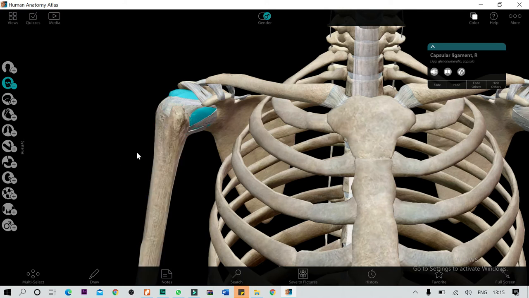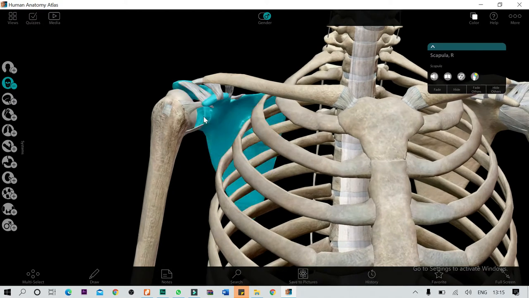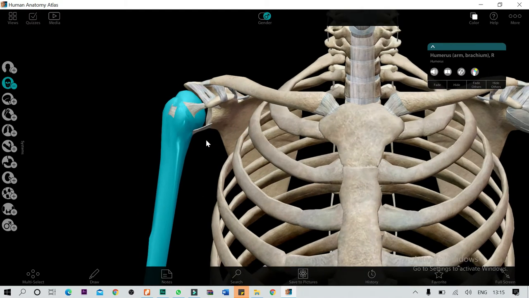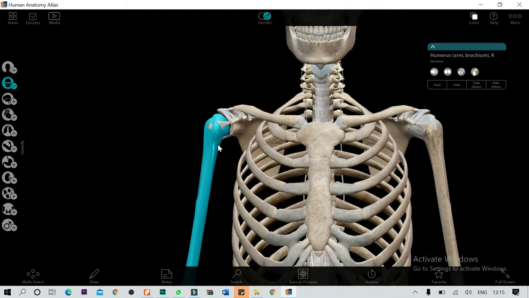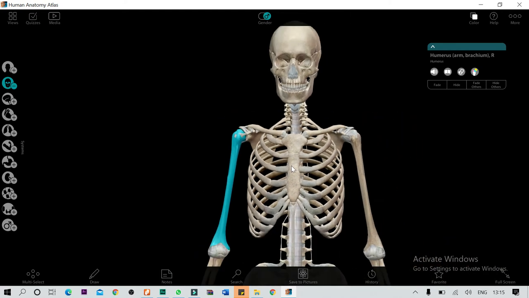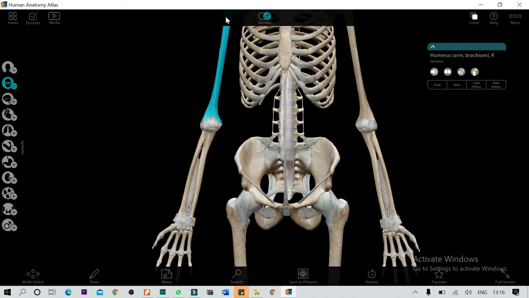Okay, if we remove all the ligaments and everything, the head of the humerus fits into the glenoid cavity. Look at here, this is the glenoid cavity, right? And this is the head of the humerus. So the humerus bone fits into the glenoid cavity of the pectoral girdle with a ball and socket type of joint. Then after that, the radius and ulna bone.